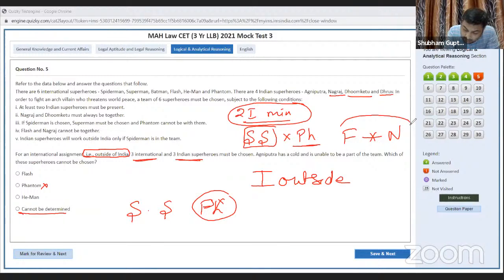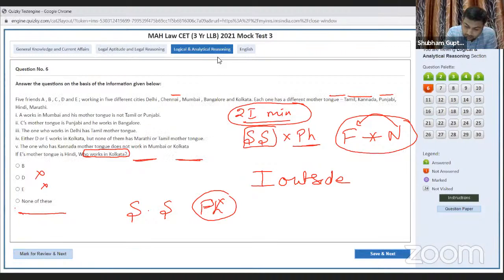Again, there was an issue with Nagaraj and F. Who is F? F is Flash. So Flash can also not be on the team. So this is also not possible. So again, the answer should be cannot be determined. Always understand, when you have this question, if you had 4 different options, you could have marked one of them. But as you do not have 4 different options, you have one of the options which is CBD, you will check.